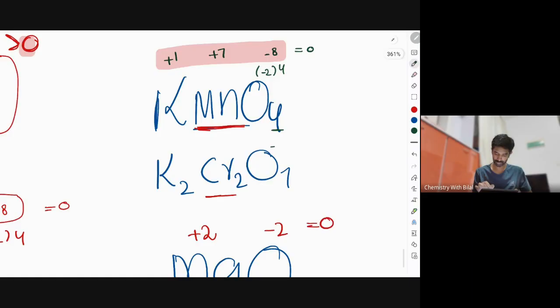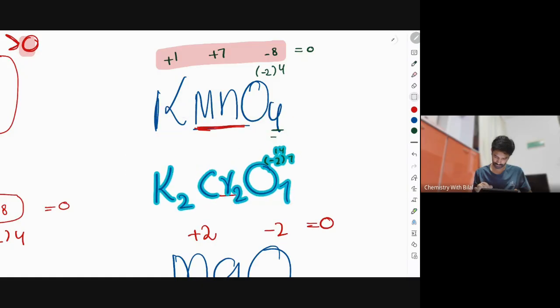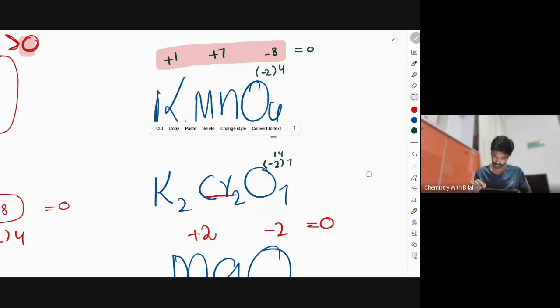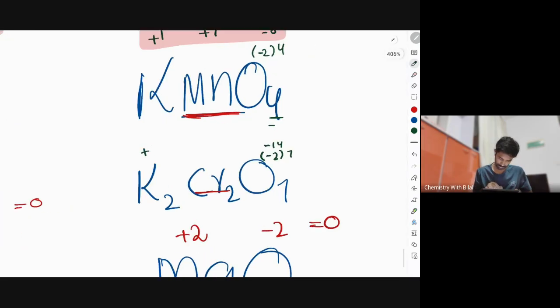ओके. 1 oxygen is -2. 7 of them are -14, राइट? थोड़ा सा इसको नीचे ले जाते हैं ड्रैग करके, little bit. Okay, so this is -14. 1 potassium is +1, so 2 of them has to be +2. ठीक है. अब मुझे बताएं कि क्रोमियम का क्या लिखूं? क्या चार्ज है क्रोमियम का टू मेक ओवरऑल 0?